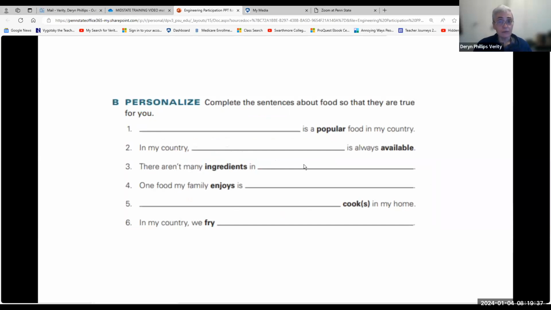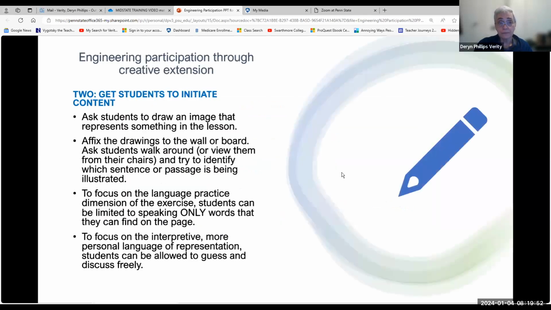These are sentences about food. You could have them fill them in, but not only with words, but also with pictures or diagrams. You'll see a little bit later that they could use mime and gesture so students could understand some of the preparation of the food. And asking students to bring in their own ideas.